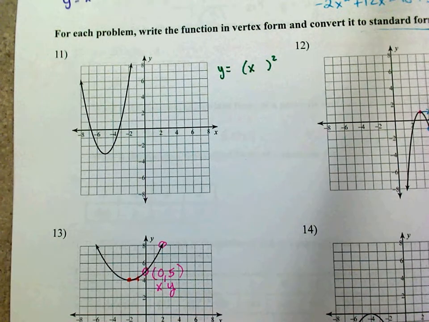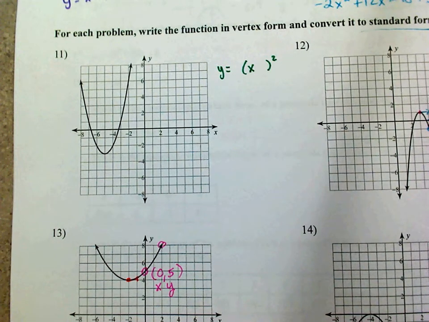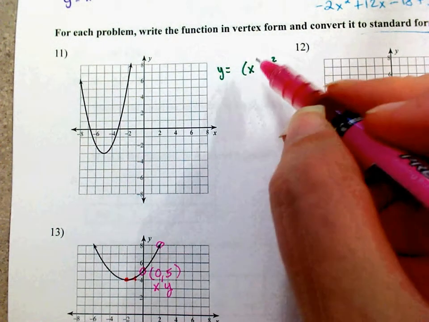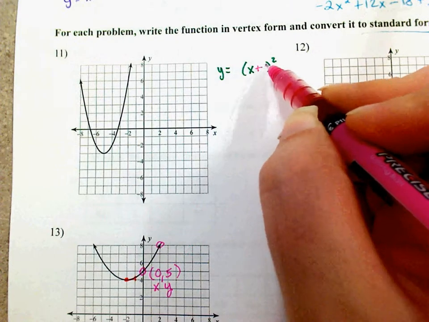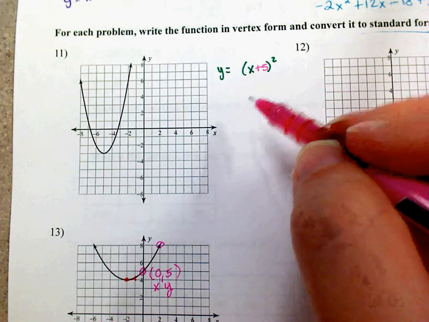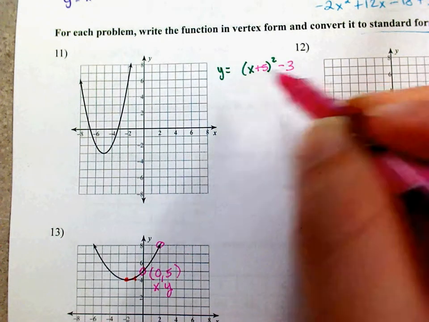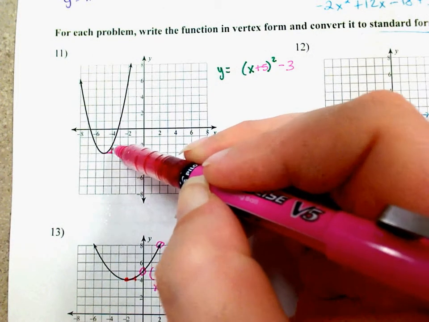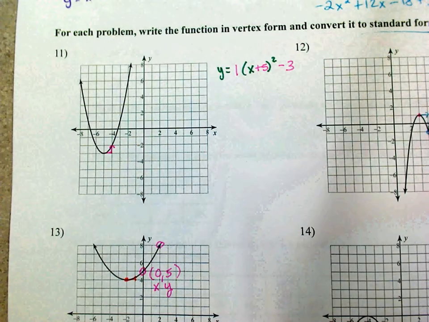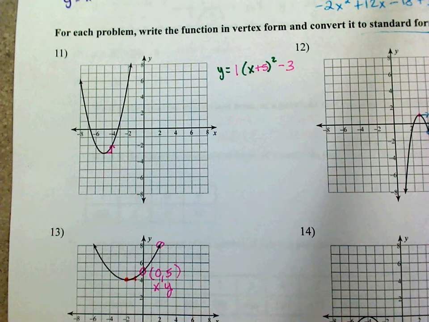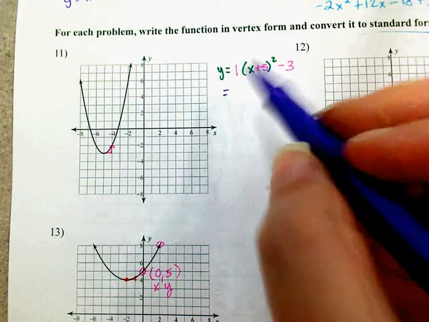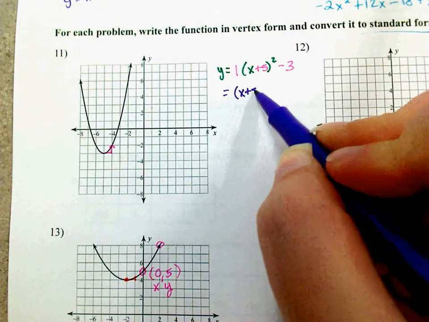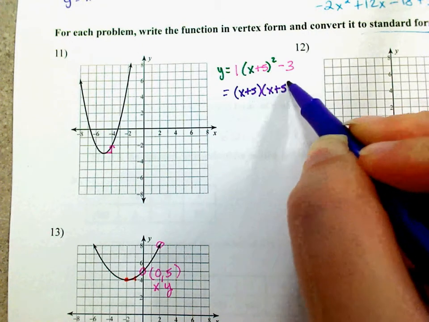Are we going left or right on this one? How much? So what does that mean? Okay, up or down? 3. And then when I go to the right 1, how much do I go up? Okay, so then I can just figure out my function just like this, right? So I've got x plus 5 times x plus 5, and then minus 3.